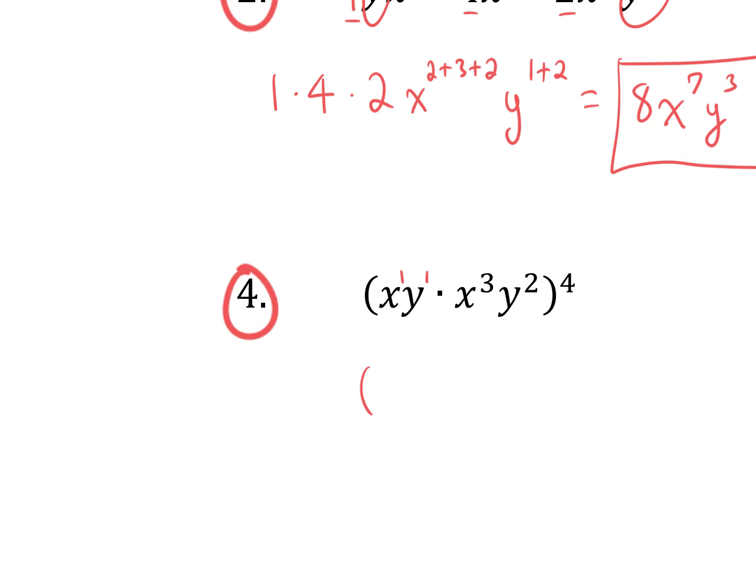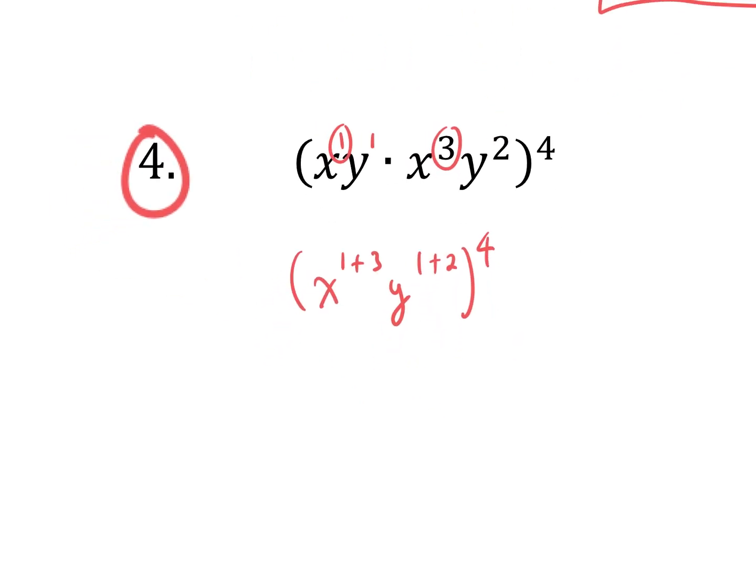So inside the parentheses, we have x to the first. So we got 1 plus 3, right? We got x to the first, x to the third. We have y to the 1 plus 2. This is all to the fourth, okay? Now, so that's going to give us what? In the parentheses, now we have 1 plus 3 is 4. We have y to the third. Okay, see, that's kind of nice now.